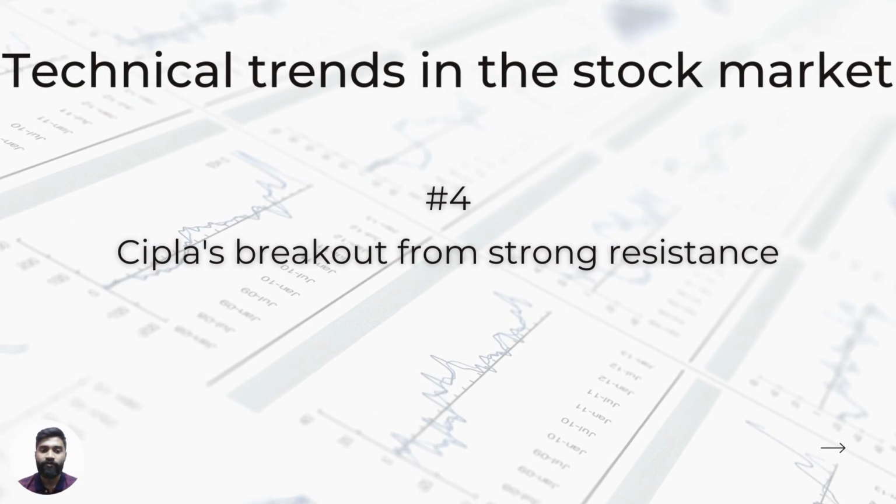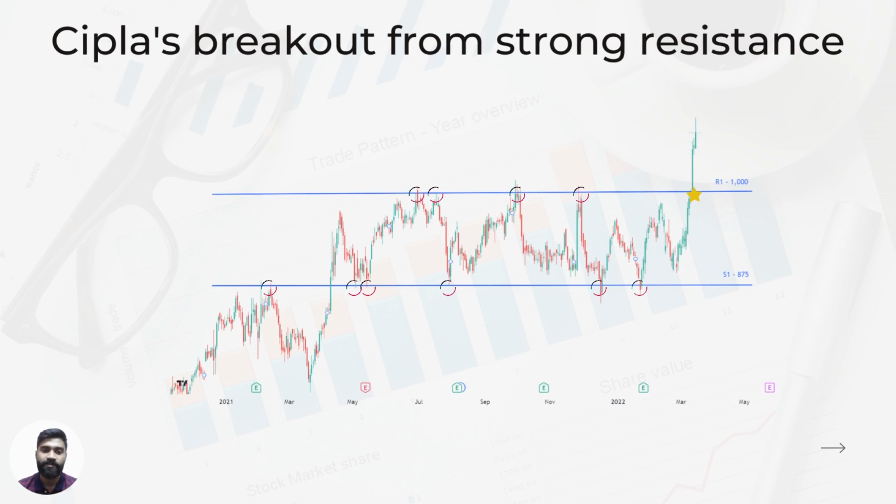Next, we have Cipla's breakout from strong resistance. We can see in the chart that Cipla has been trading in a range, in a parallel channel to be precise, since around May of 2021. But recently, on Friday last week, Cipla managed to break out through the resistance level at 1,000 rupees and managed to close 6.5% higher at the end of the day, meaning it has successfully broken out of the resistance zone. So this particular resistance at 1,000 can now act as a support zone for this stock price for future price movements.